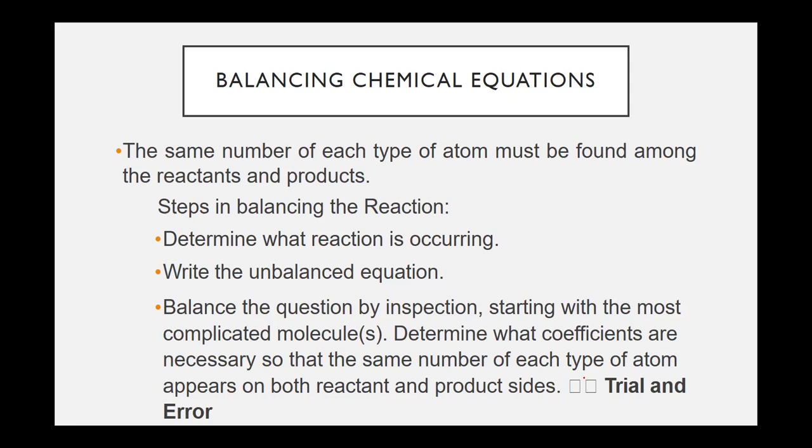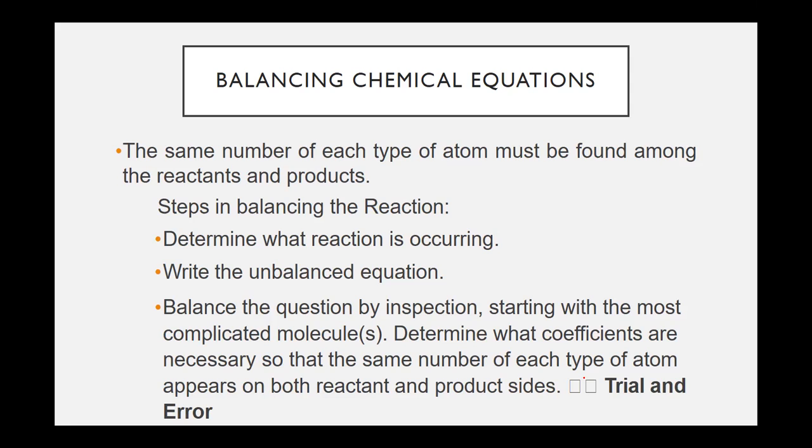Yeah. Next one is the balancing chemical equations. So, kagaya na sabi ko kanina, it's important that we know how to balance chemical equations. So, the same number of each type of atom must be found among the reactants and products. So, ito yung steps paano magbabalance ng equation. So, first, we have to determine what reaction is occurring. Then, we write the unbalanced equation.